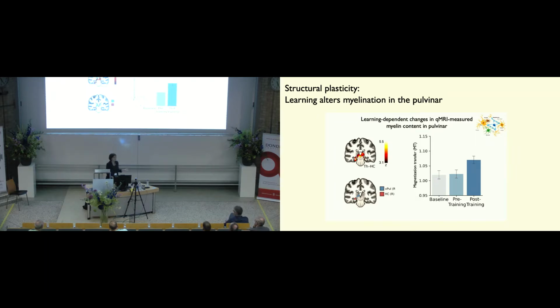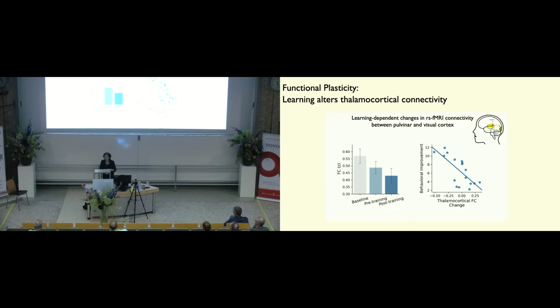So given the role of the pulvinar in regulating activity and processing in the visual cortex, we then asked whether learning actually changes the connectivity between pulvinar and visual cortex, and we used functional data, resting state fMRI data. We modeled this data, and what we see is that training alters the functional connectivity between pulvinar and visual cortex, and these thalamocortical connectivity changes relate to behavioral improvement.